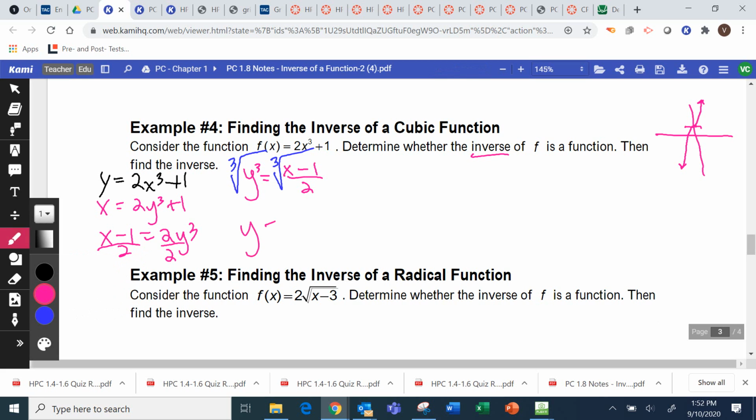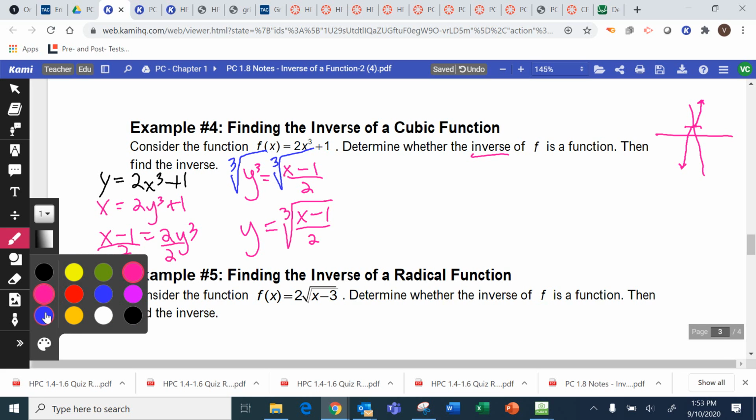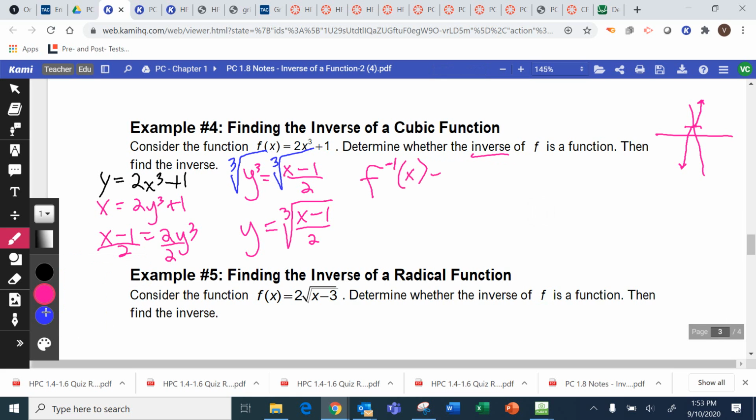Now we have y equals cube root of x minus 1 over 2. Is that my final function? My final inverse function? No? Why? Okay, because it is a function, we're going to put it into function notation. So I will have f inverse of x equals cube root of x minus 1 over 2. Is that the final answer?